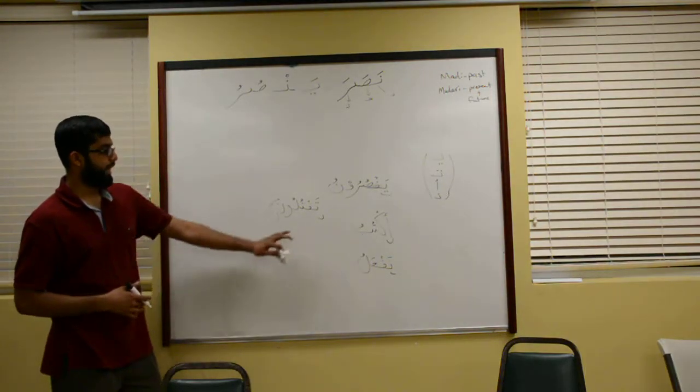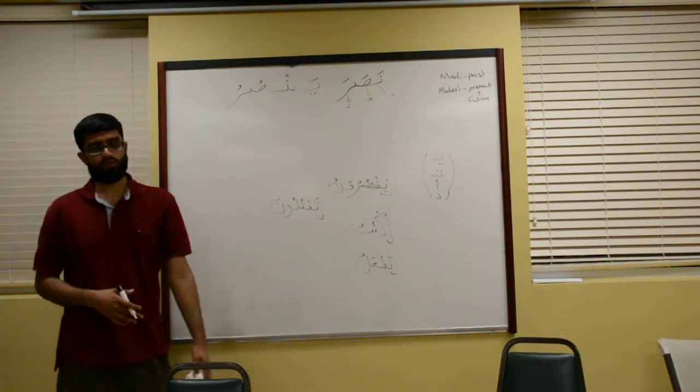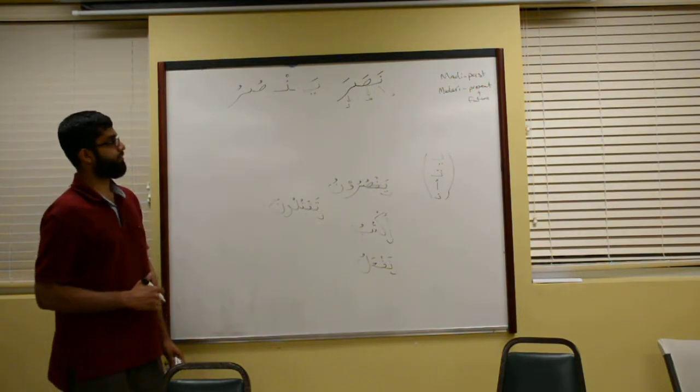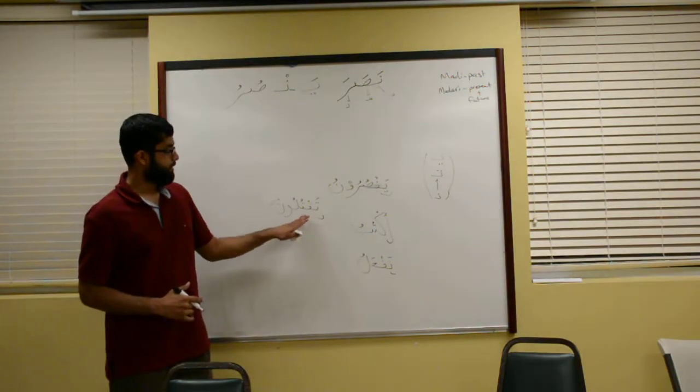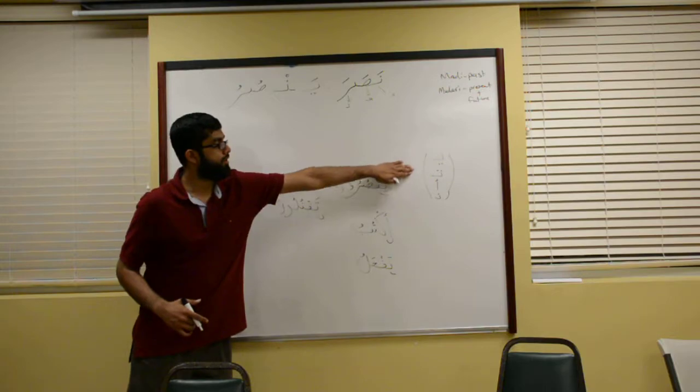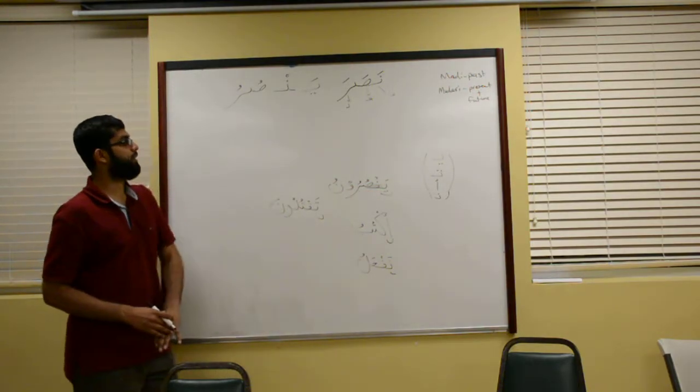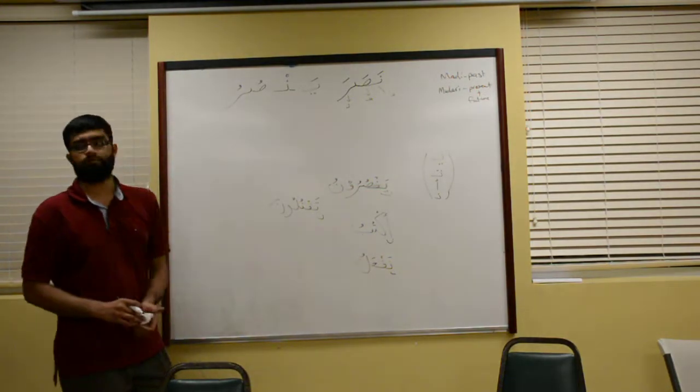How you get all of these conjugations, we're about to get into. But just know that the present tense will begin with one of these four, and then it will be conjugated. It's always one of these four.